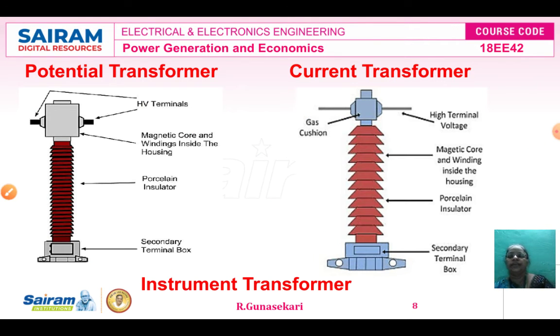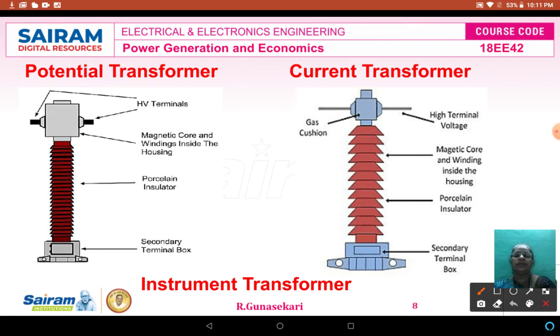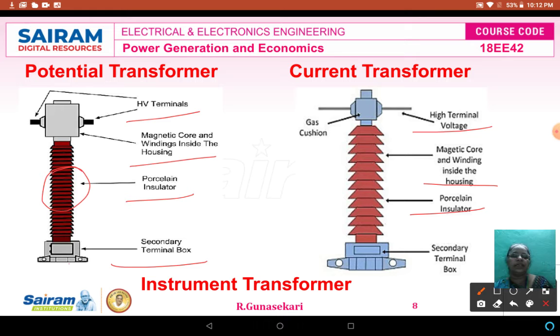Now you see the image. This is the potential transformer diagram. Left hand side is the potential transformer, right hand side is the current transformer. The potential transformer and the current transformer both have high voltage terminals, and both have a magnetic core and winding inside the housing. This portion is the porcelain insulator. The current transformer also consists of a porcelain insulator. The bottom is the secondary terminal box. The current transformer also has a secondary terminal box.